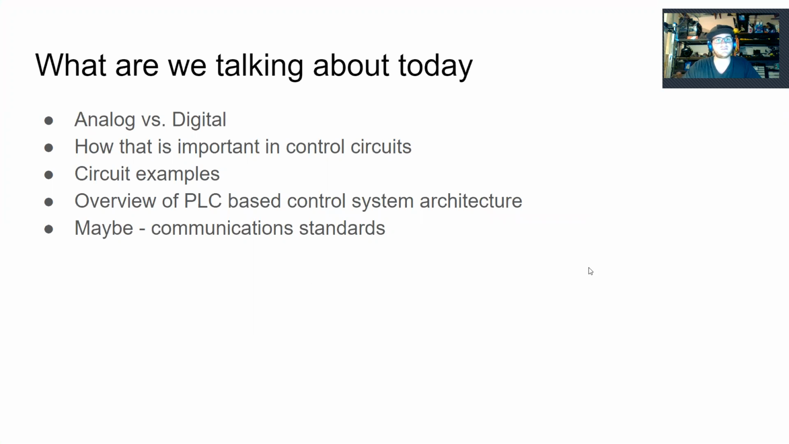Today, we're going to talk some more about circuits and how we draw them in AutoCAD. So today, the first thing we're going to talk about is analog versus digital. Then we're going to talk about why that's relevant to our control circuits. We're going to go over a couple of examples interspersed all through this. We're going to talk about some PLC and control system architecture as a whole, because we haven't really touched on that yet. And it's important to help understand these things in context. And then if we have time, I want to at least talk about communication standards as it applies to control system architecture.